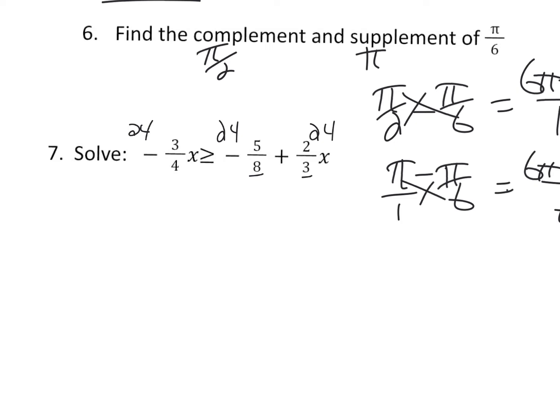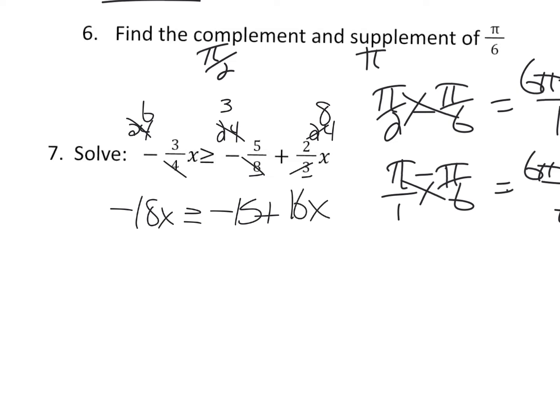And what happens is 4 goes into 24 6 times. So I'm going to do 6 times a negative 3. That's negative 18x. 8 goes into 24 3 times. 3 times negative 5 is negative 15. 3 goes into 24 8 times. 8 times 2 is 16x. And now, just like that, all the fractions are gone. So I'm going to get my x's together. I'm taking the 16x over there. That gives me negative 34x when I move it over, equals negative 15. Be careful here.